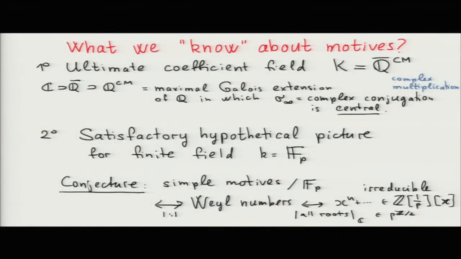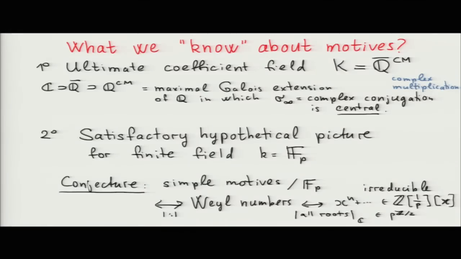This ultimate coefficient field, which you can use in any situation, is the part of algebraic numbers called the complex multiplication closure of rational numbers. It's some infinite extension of rational numbers, but strictly smaller than all algebraic numbers. It's the maximal Galois extension of rational numbers in which complex conjugation is a central element of the group. So it's essentially, you consider equations where all roots are real and take quadratic extensions. So this part of the story is not interesting.